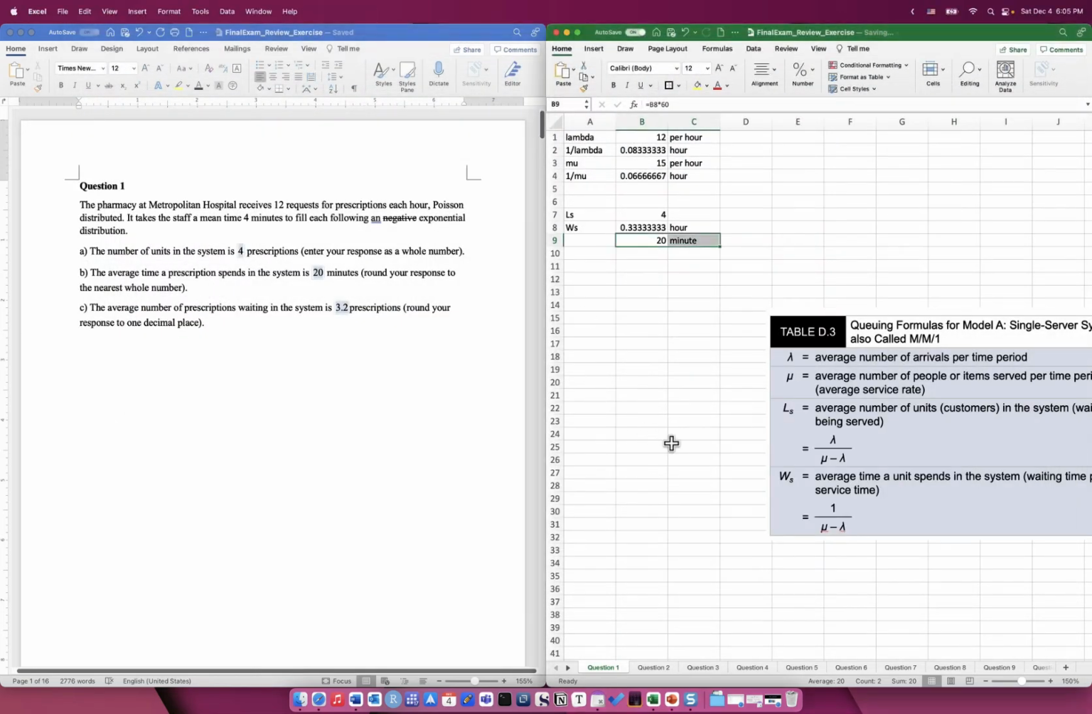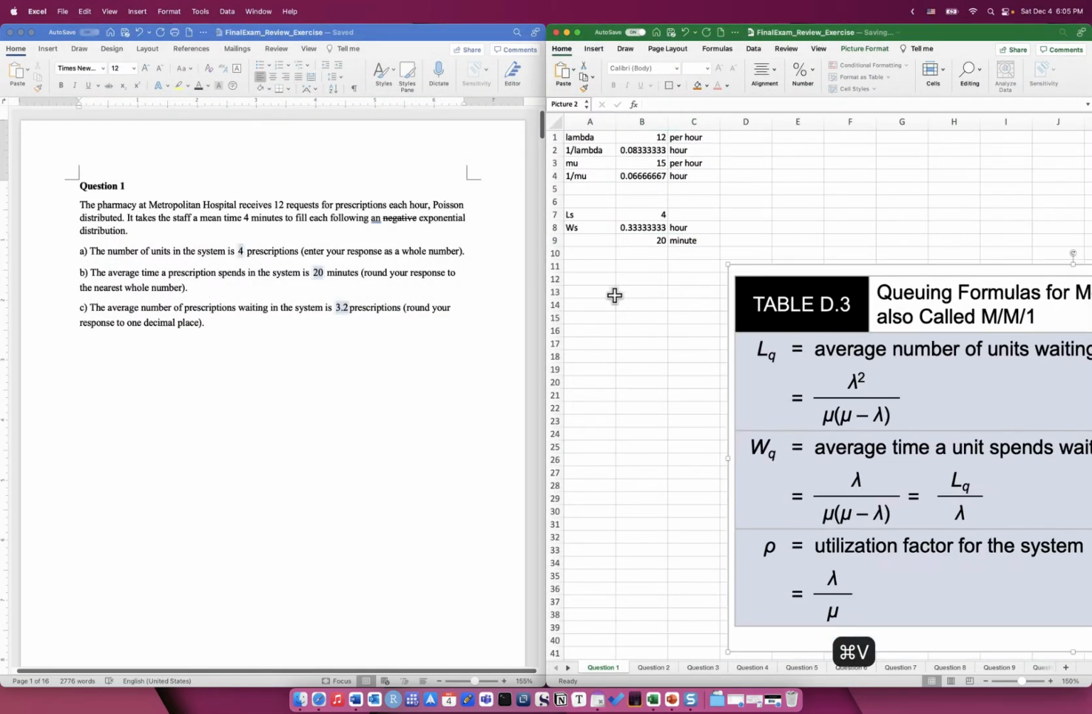Go up. I'm going to use that here. Okay, so it's going to be Lq. Lq is lambda squared over mu times (mu minus lambda). So this is 3.2.